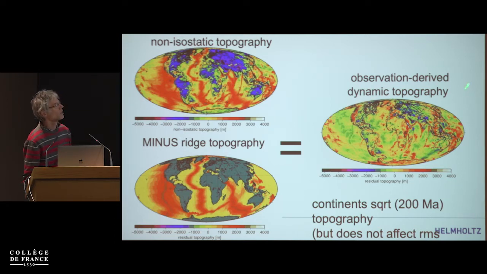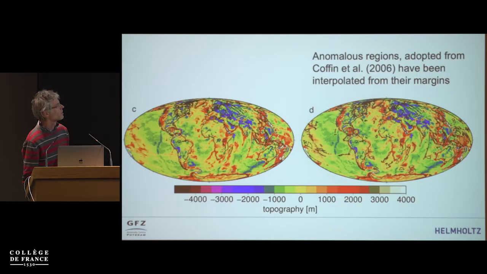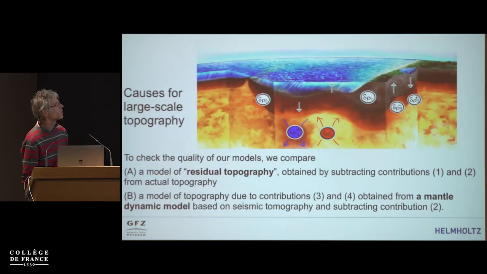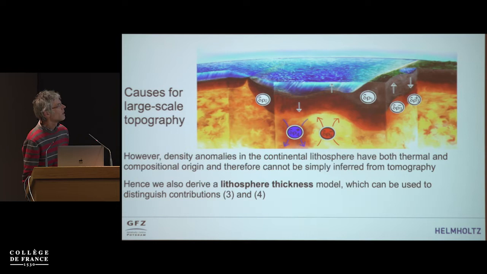Right, so this is our observation-derived dynamic topography. And then as a final step, you see here some features in the ocean which are due to hotspot tracks, and they're probably not dynamic either, but due to crust thickness variations. So I apply some mask to take them out. And then this is my final estimate of the observation-derived dynamic topography. Okay, so we compare the model of residual topography with a model of dynamic topography.